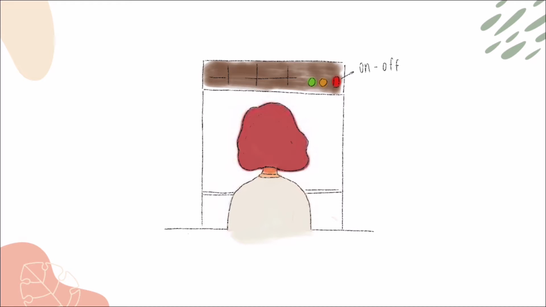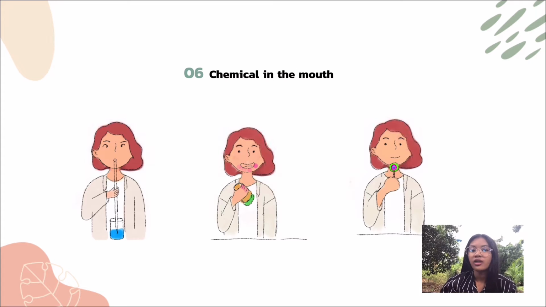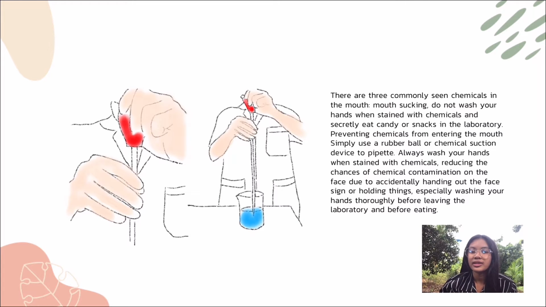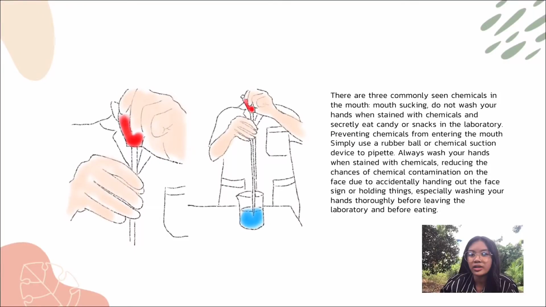6. Chemical in the mouth. There are three commonly seen ways chemicals get in the mouth: mouth suction, not washing your hands when stained with chemical, and secretly eating candy or snacks in the laboratory. To prevent chemicals from entering the mouth, simply use a rubber bulb or chemical suction device for pipetting. Always wash your hands when stained with chemical, reducing the chance of chemical contamination of the face.